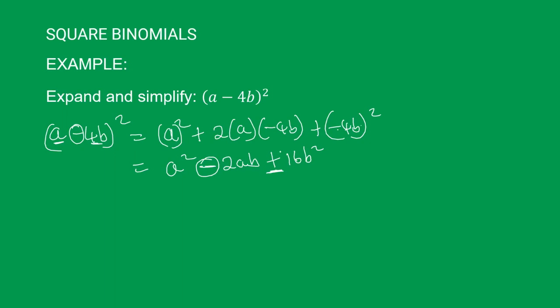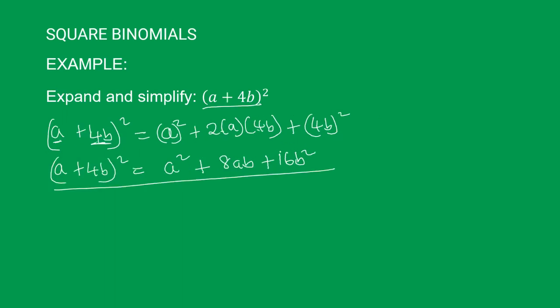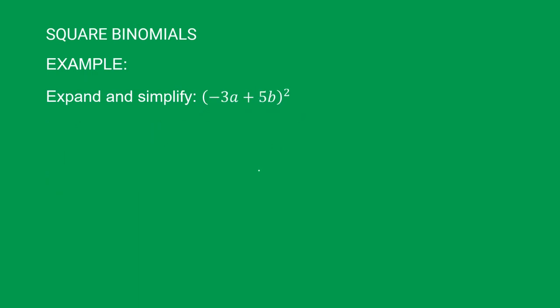Let me take you back a bit. You see here is positive, there is also positive, and this one is always positive. Just know that: the middle sign takes the sign inside the bracket, and the last sign is always positive.